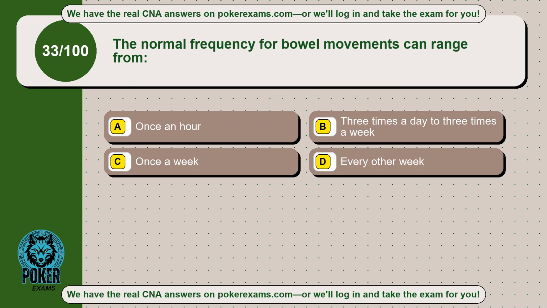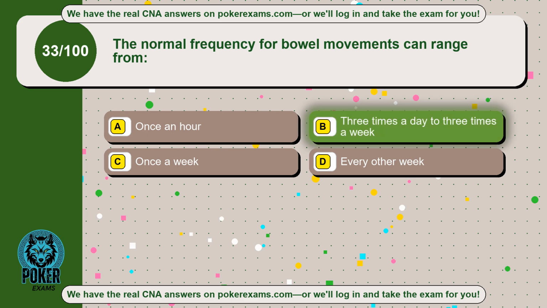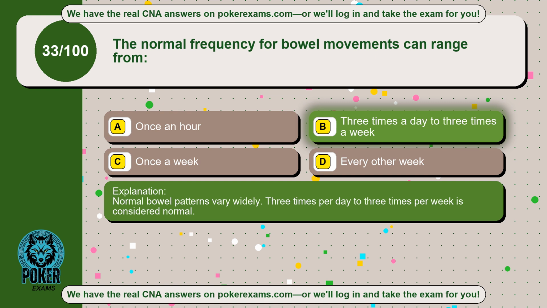Question 33. The normal frequency for bowel movements can range from: Option A, once an hour. Option B, 3 times a day to 3 times a week. Option C, once a week. Option D, every other week. The correct answer is option B. 3 times a day to 3 times a week. Normal bowel patterns vary widely. 3 times per day to 3 times per week is considered normal.